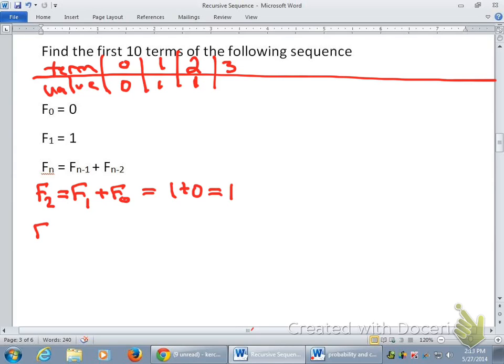Now to find f sub 3, how does that change my formula? Now it's going to be f sub, let's see, 3 minus 1 is 2, right? So this is f sub 2 plus f sub 1. And again, those are already in my chart. So f sub 2 we just found out was a 1, and f sub 1 was already a 1, so 1 plus 1 is 2.